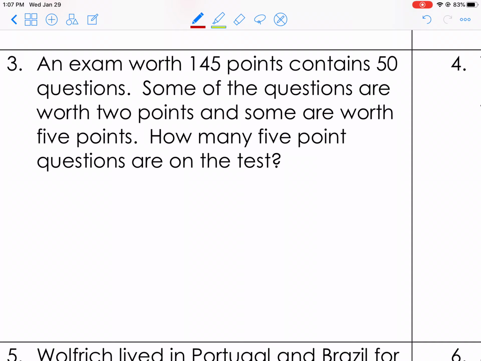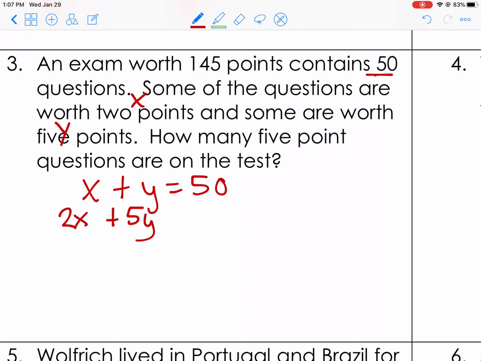I'm going to call the 2-point questions X and the 5-point questions Y. There are 50 questions, so X plus Y equals 50. And then we've got to talk about points. 2 points for every X, 5 points for every Y, gives us a total of 145 points on the exam.